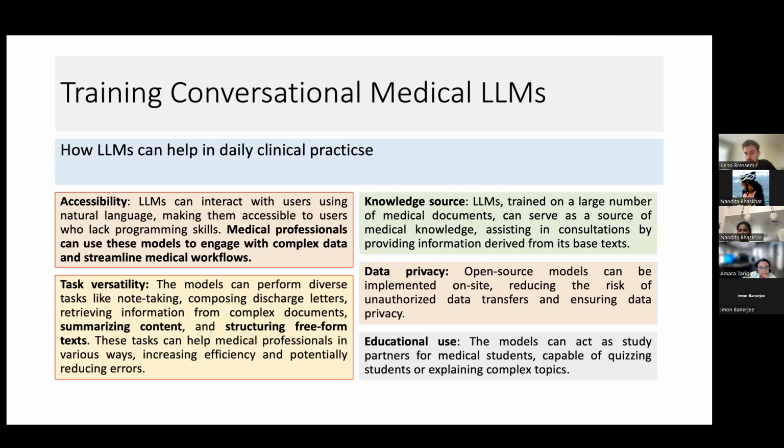The other is knowledge sources. There are lots of papers out there training language models on medical documents, where they serve as a source of knowledge. So they might assist you in diagnosis and consultations. You ask them for information and they can help you, or ask them for a diagnosis. I'm a bit skeptical of that, because of the stochastic nature and the risk of hallucinations in the models, it's very risky and it's very hard to know if the model gives you the correct answer.